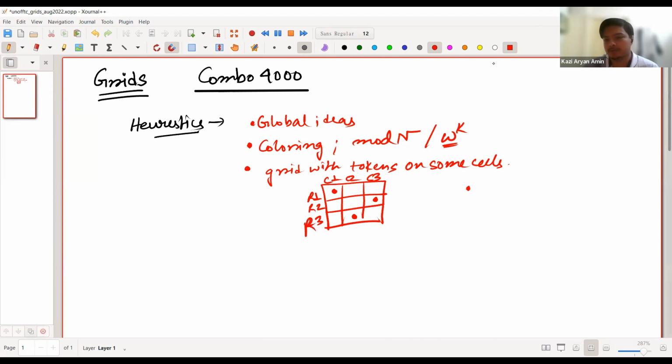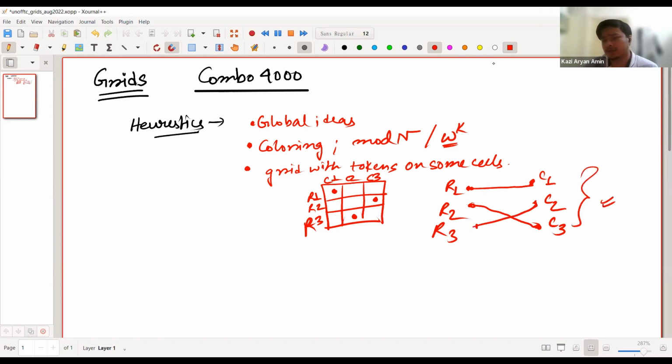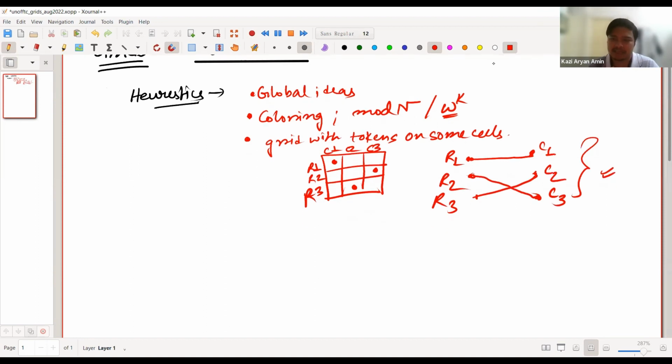You can build a bipartite graph with R1, R2, R3 as vertices and C1, C2, C3 as vertices, and draw an edge between them if the cell at their intersection is a marked cell. So here you'll draw an edge between R1 and C1, an edge between R2 and C3, and an edge between R3 and C2. This is an idea that will come up often. It's a slightly advanced concept, but it is going to be very useful.